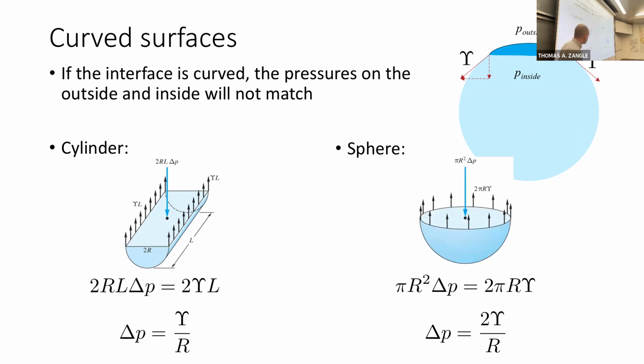We can do the same for a sphere. So if we have a sphere, if we want to simplify our life for the derivation, we make a cut along the hemisphere.